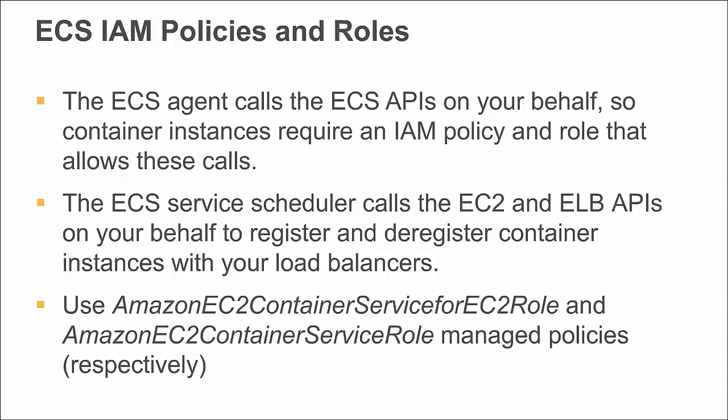AWS Identity and Access Management enables you to securely control access to AWS services and resources for your users. With EC2 Container Service, there are two IAM policies that we need to define. The first policy establishes permissions for the container instance, or more precisely, the ECS agent that lives on the instance, to make calls to the ECS API. This is how ECS and the Docker daemon interact through the ECS agent.